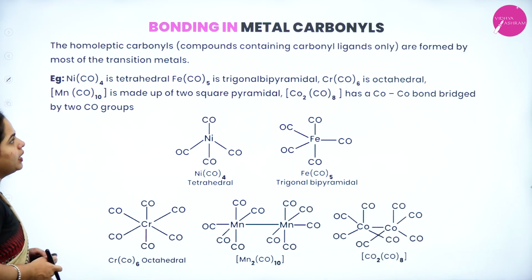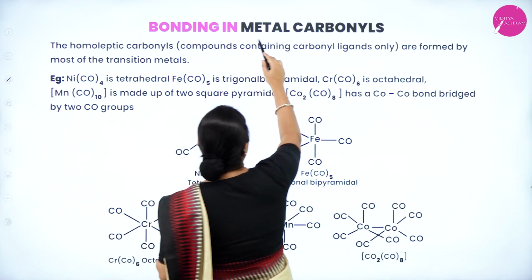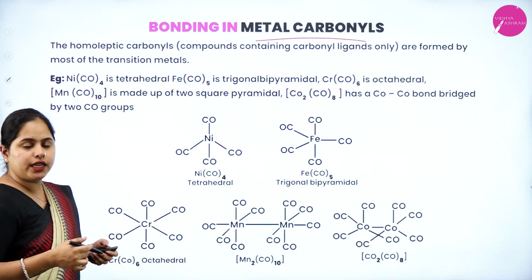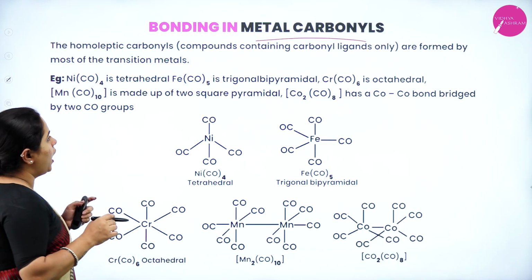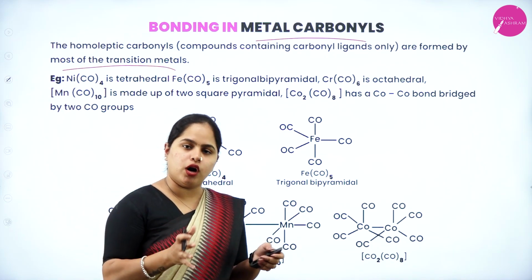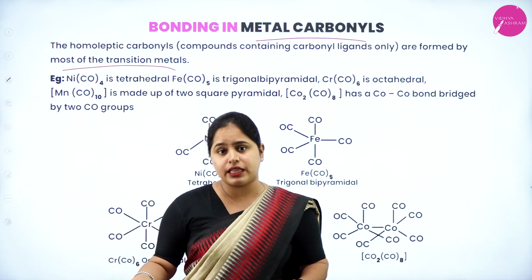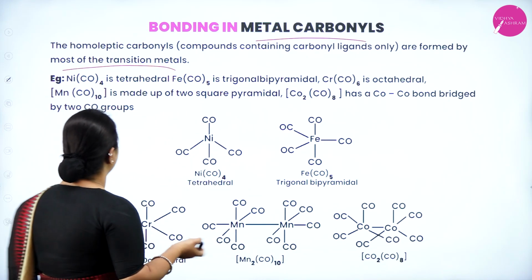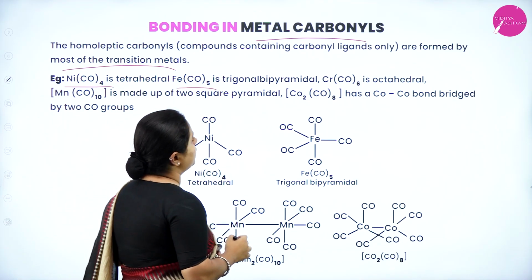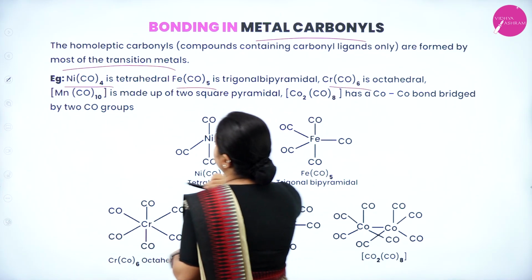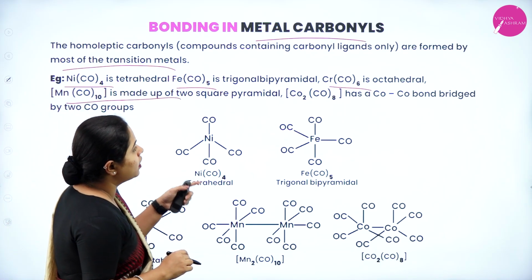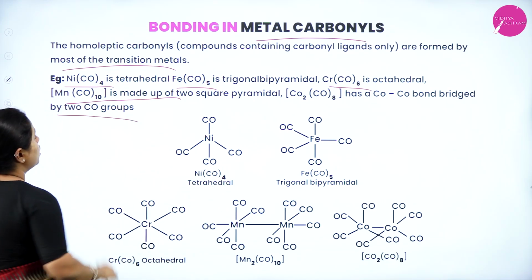Now moving on to the bonding in metal carbonyls. Now what are metal carbonyls? The homoleptic carbonyls, that is compounds containing carbonyl ligands, CO, are formed by most of the transition metals. Metal carbonyls are coordination compounds of a metal where the ligand is always carbonyl, that is CO. Ni(CO)4 is tetrahedral, Fe(CO)5 is trigonal bipyramidal, Cr(CO)6 is octahedral, Mn2(CO)10 is made up of 2 square pyramidal units, and Co2(CO)8 has a cobalt-cobalt bond bridged by 2 carbonyl groups.